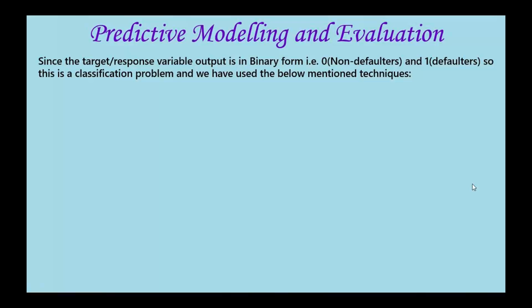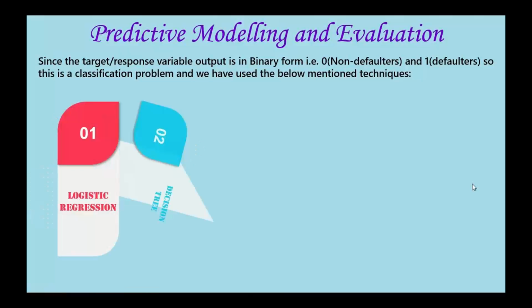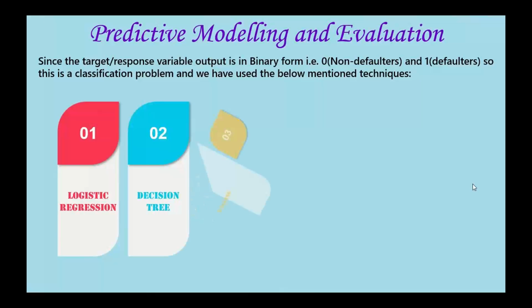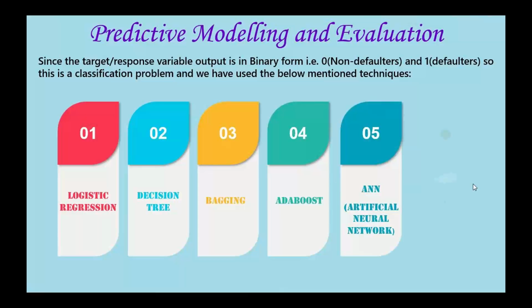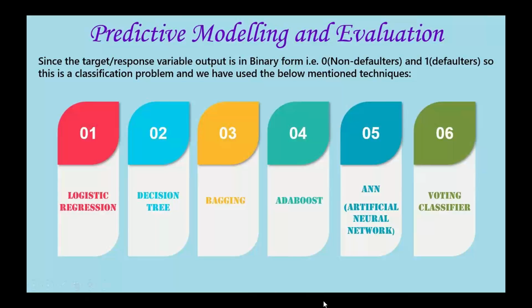So it is a pure classification problem. We have decided to use the techniques mentioned below: logistic regression and decision tree, which are supervised learning algorithms. The third is bagging, and the fourth is the AdaBoost algorithm. These two, bagging and AdaBoost, are ensemble techniques. The fifth one is the ANN, which stands for Artificial Neural Network, a reinforcement learning technique. And the sixth one is the voting classifier, which is a combination of multiple algorithms, and then it produces the output.